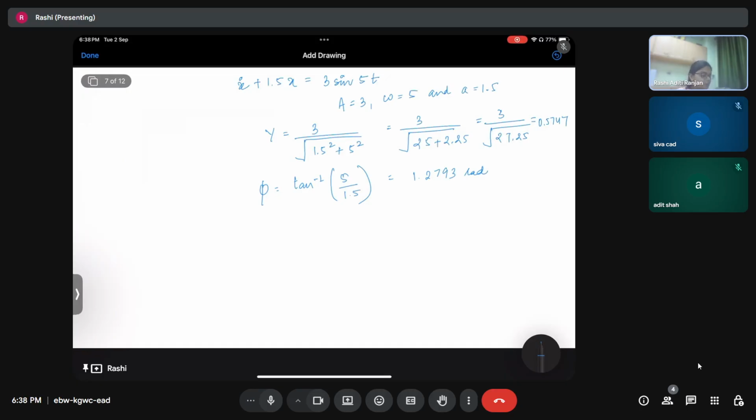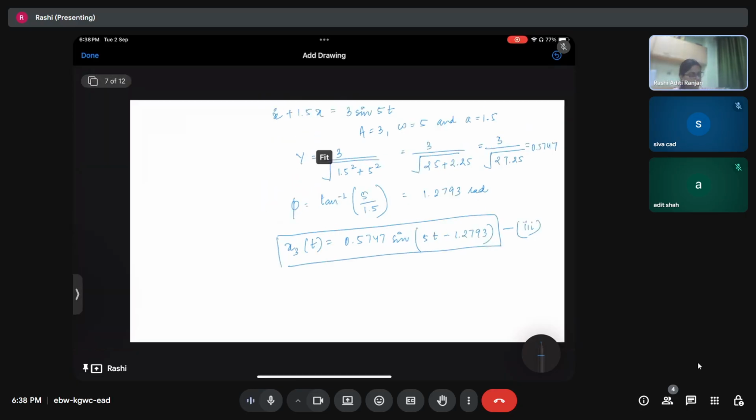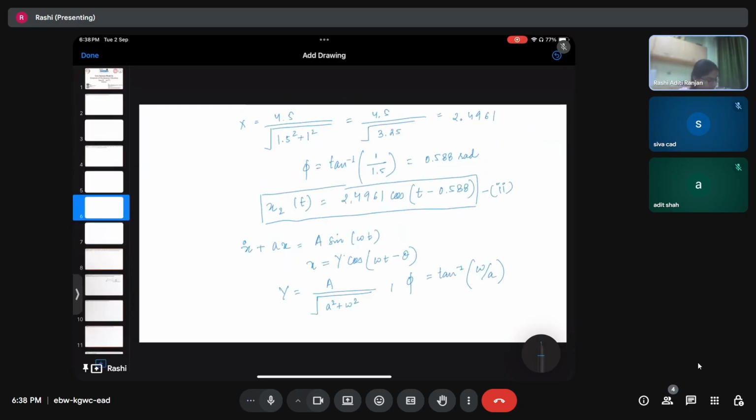Okay. So combining all this, x3 of t can be written as 0.5747 sine of 5t minus 1.2793. And this is the third equation and also the solution for sinusoidal forcing. Here it should be not cos but sine.